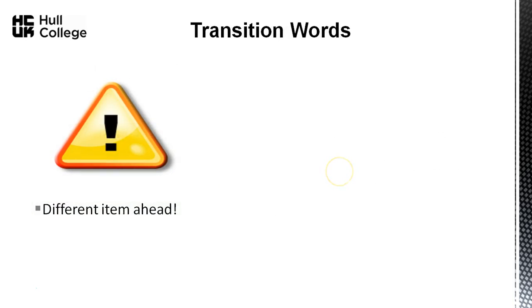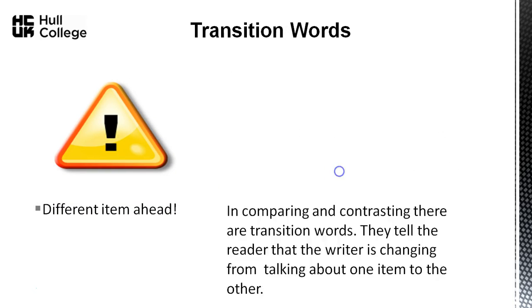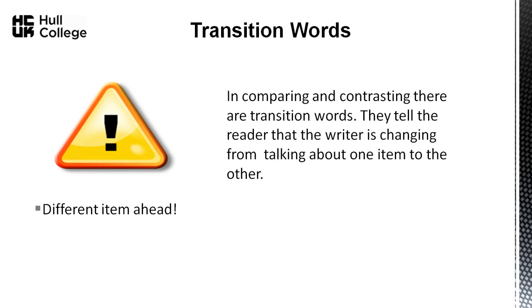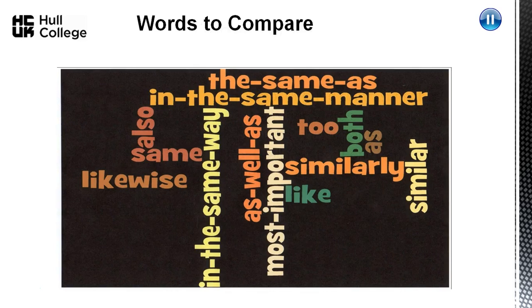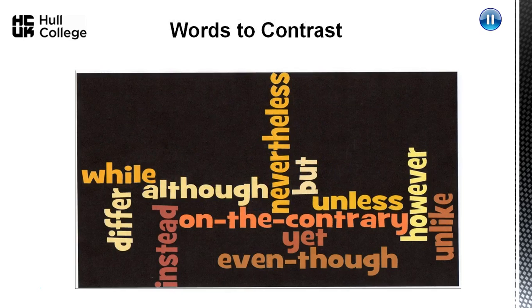To help you do this, we use transition words. So in comparing and contrasting, there are transition words. They tell the reader that the writer is changing from talking about one item to the other. Pause the video and have a read of these words to compare. You may like to make a list. Pause the video and make a list of these words to contrast.